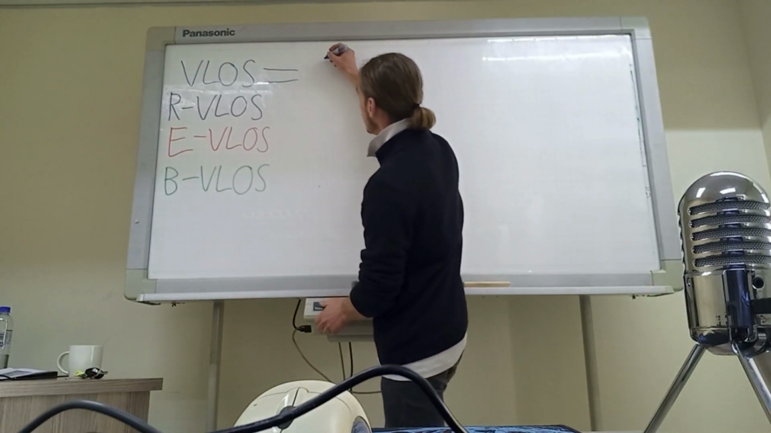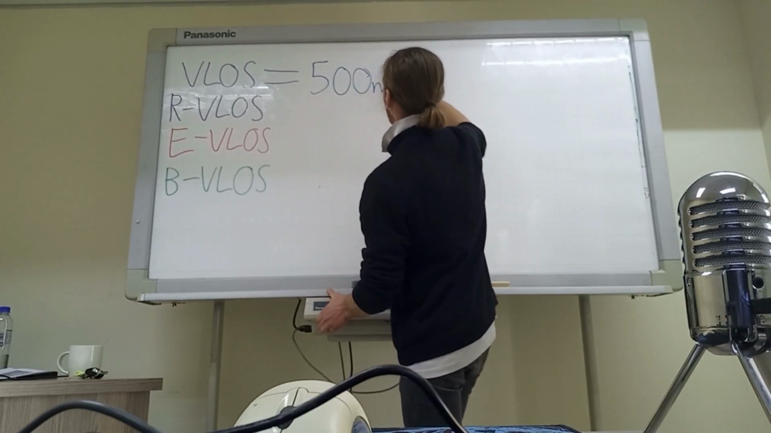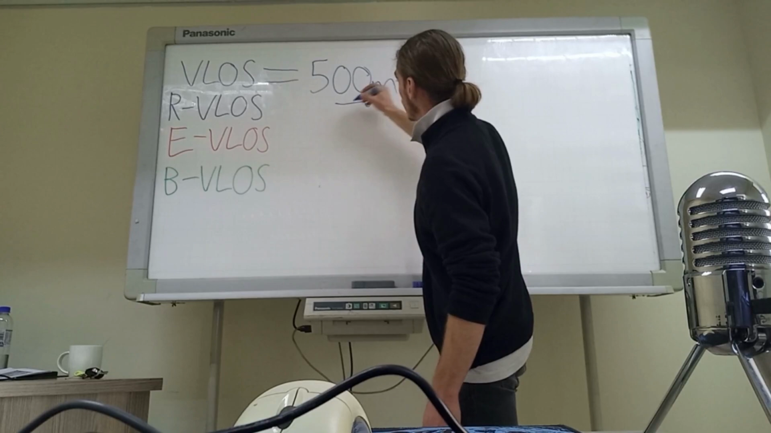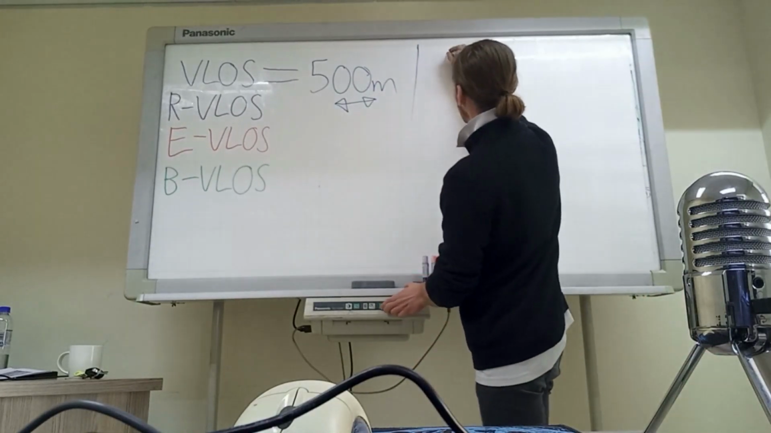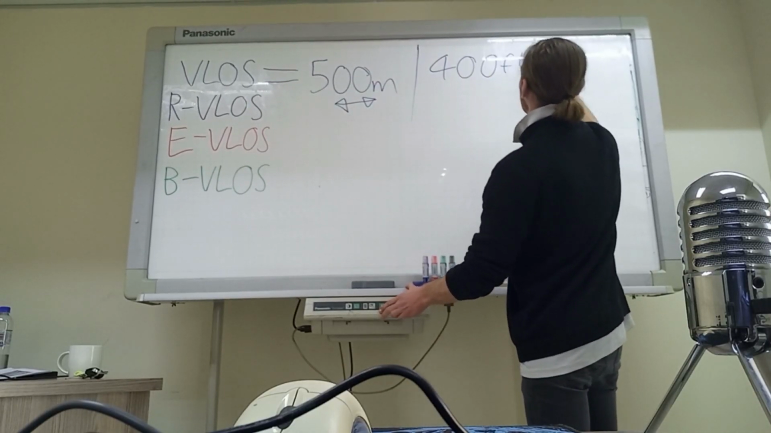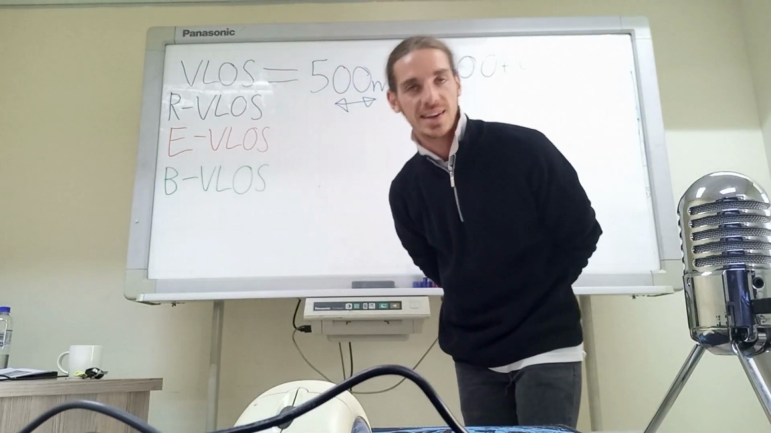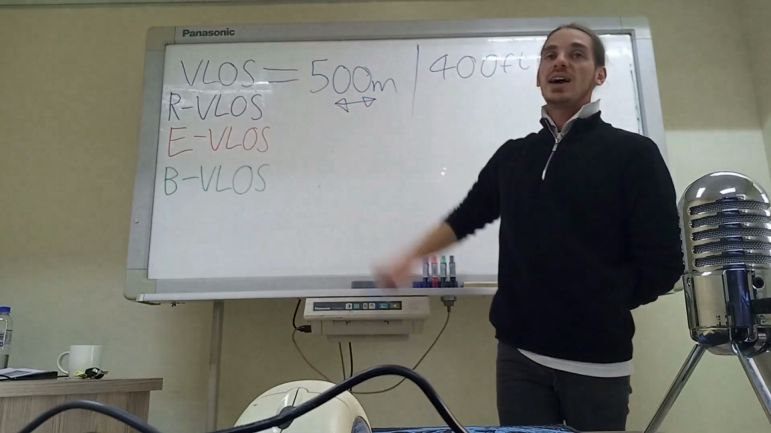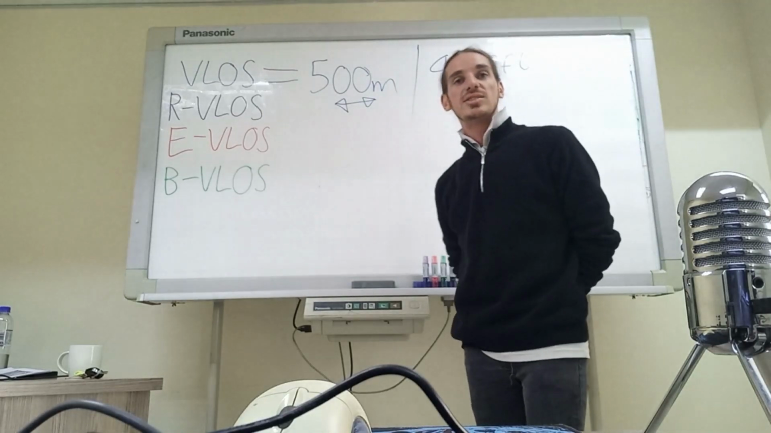So lateral distance is 500 meters. Okay, that is your lateral distance. Your vertical distance, or going up, is 400 feet. Okay, so what this means is if you are an initially rated RPL pilot, you are always allowed to fly VLOS, and these are the conditions you are allowed to fly.